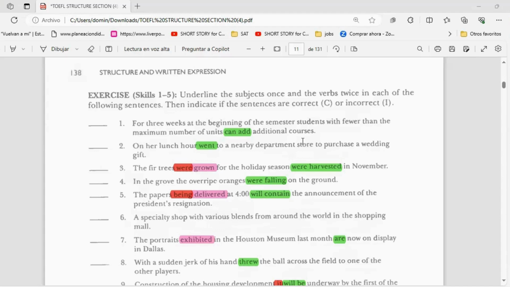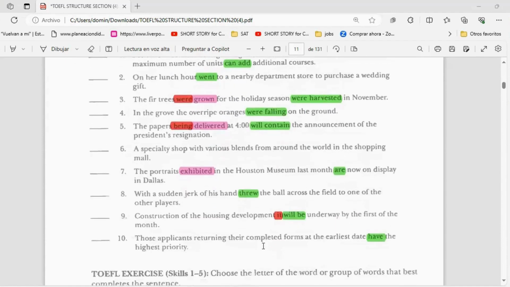Number 7, the portraits exhibited in the Houston Museum last month are now displayed in Dallas. This is correct. Number 8, with a sudden jerk of his hand. Jerk is a noun, but there's no subject I can conjugate a verb with. And finally, number 9, construction of the housing development. It will be underway. There's no need for the it as a subject because I have construction of the housing development. That is the subject.